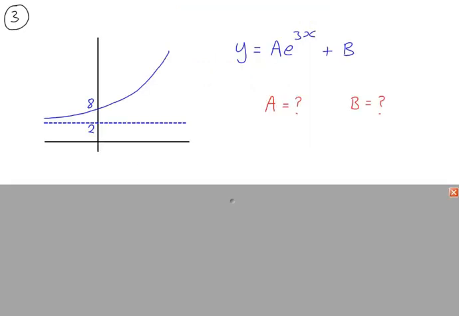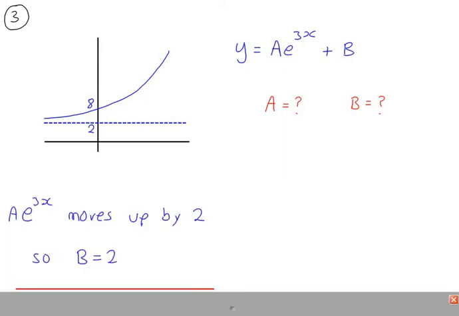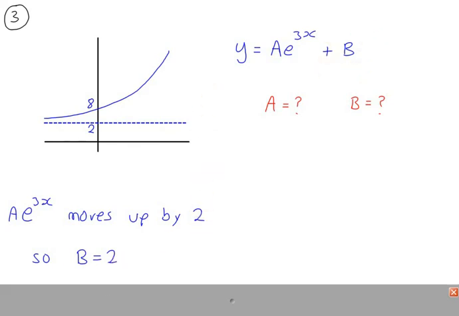Example 3, what are the values of a and b? Well, if we take the function a e to the power of 3x and we move this function up by 2 units, so the asymptote, which was on the x-axis for a e to the power of 3x, if we move everything up by 2 units, the asymptote is now going through y equals 2. So this here, the plus b, represents the translation in the positive y direction, and we've moved everything up by 2 units, so b is equal to 2.